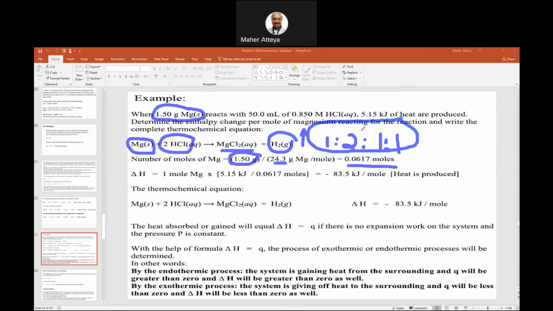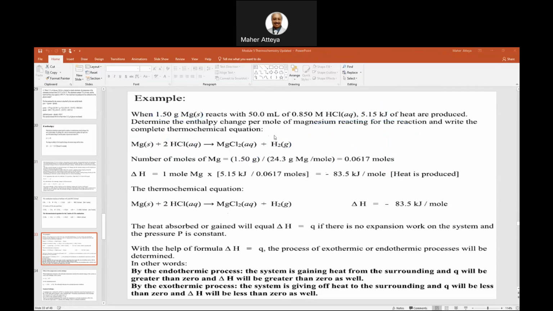So now you have to determine the enthalpy change per mole of magnesium for the reaction, and it's giving to you. This is the reaction. What do we call this reaction? What type of reaction is this, guys? Don't let me down. Come on, guys.